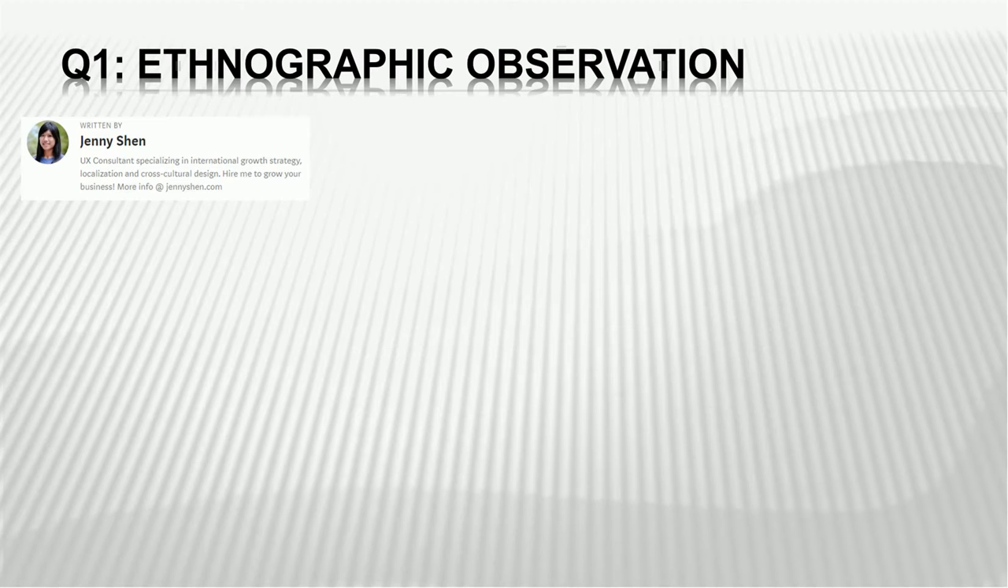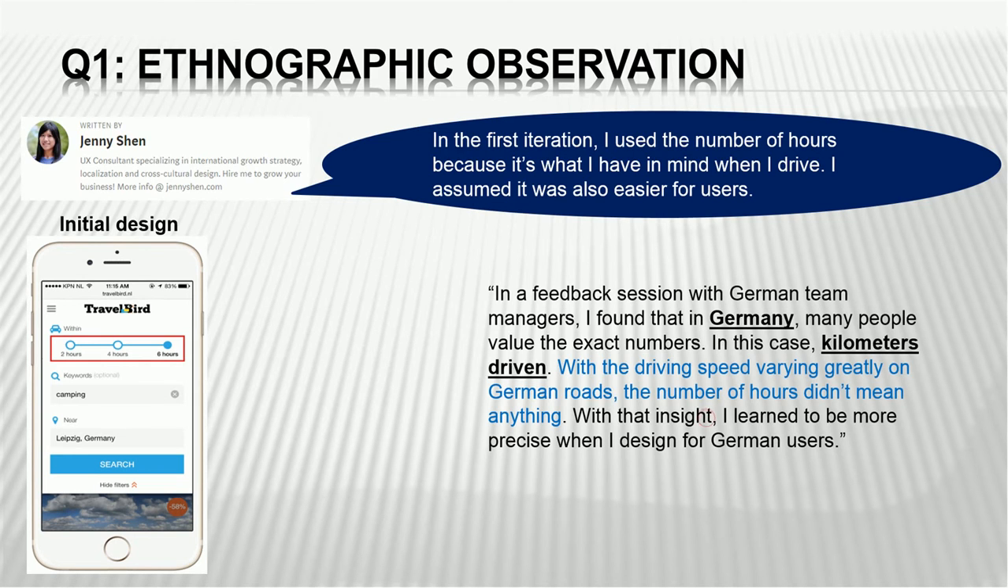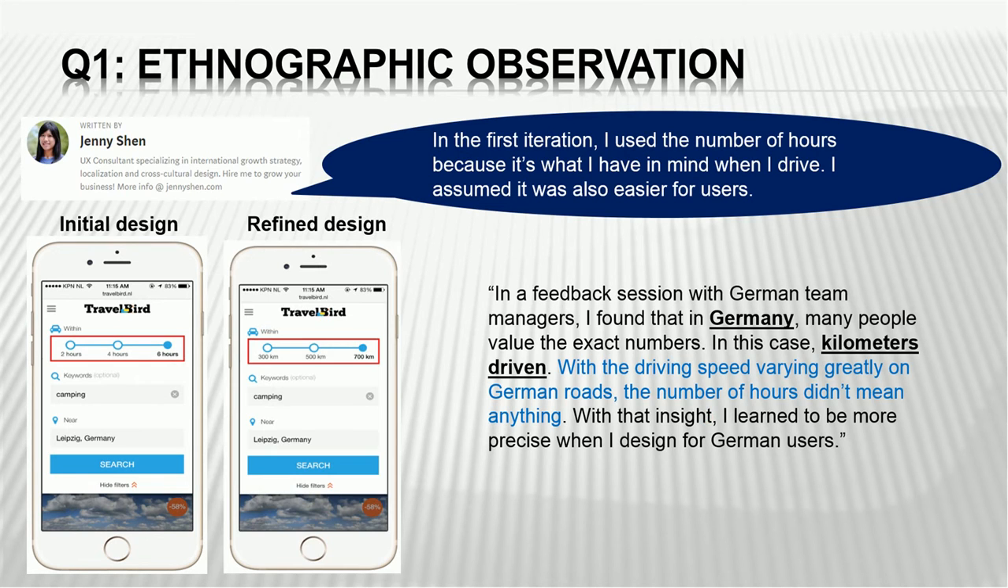In this slide, we show an example of how to improve on the design of a mobile application. A feedback session with German team managers of Travelbird reveals that in Germany, users value exact numbers, and due to the variance of driving speed on German roads, it was more appropriate to present to users the kilometers driven rather than the number of hours traveled.